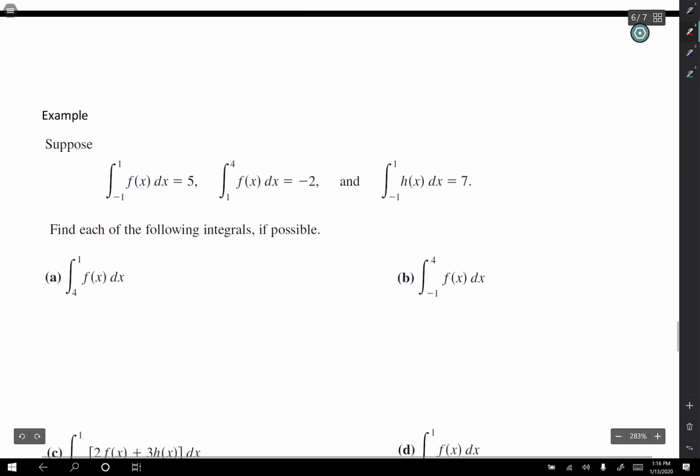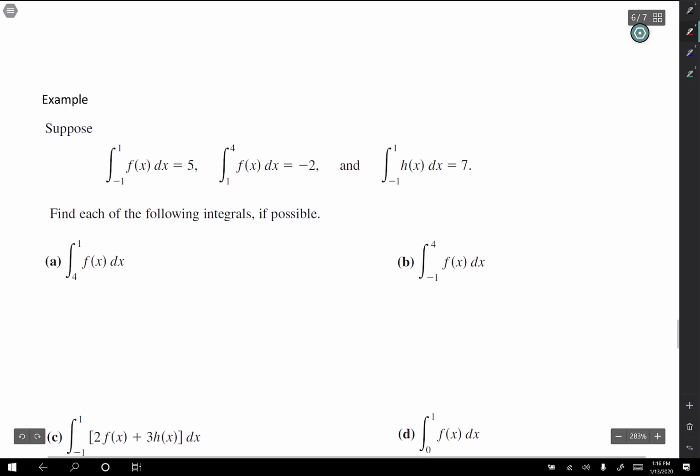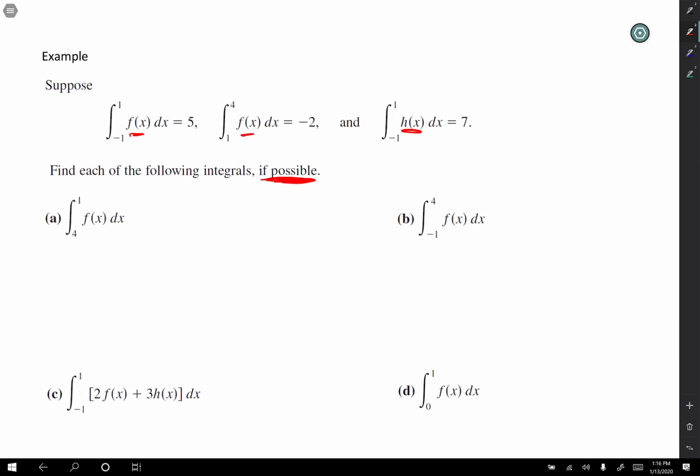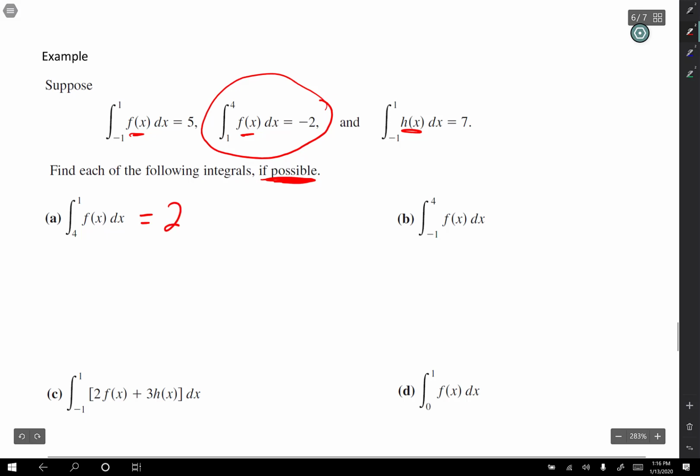All right. So this one I stole from the textbook. And some of these are not possible. So it says find each of the following integrals if possible. So sometimes it's not possible, unless it would have told us something about even and odd. Letter A. So notice they have f of x and h of x. Cool? So letter A, they switch the limits, 4 to 1 of f of x. So this is going to be what? 2.